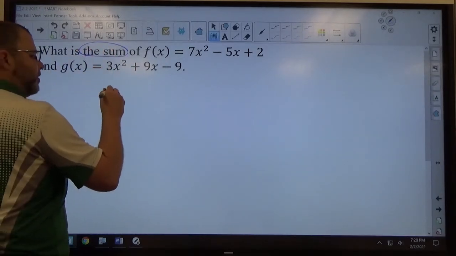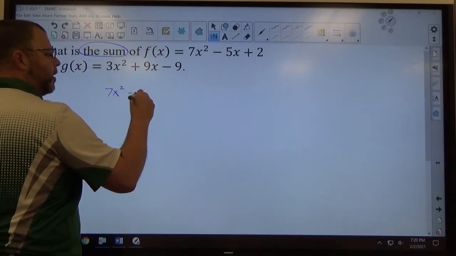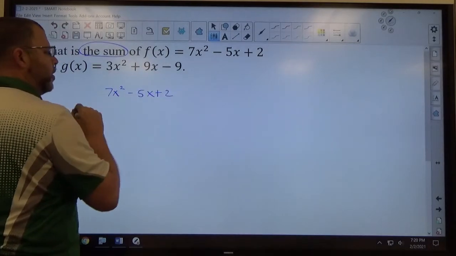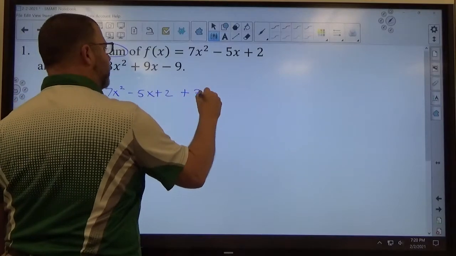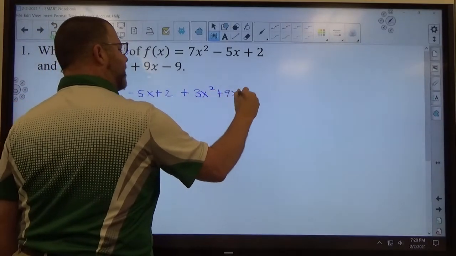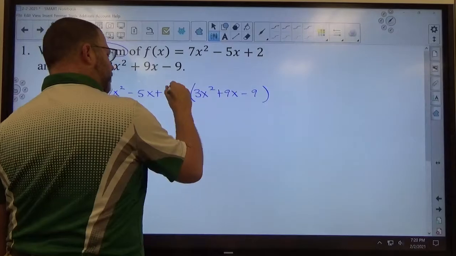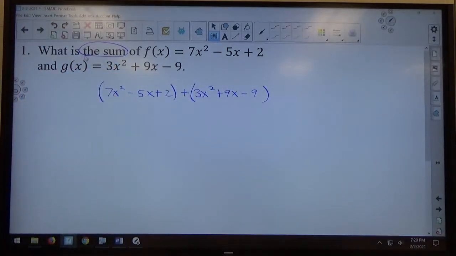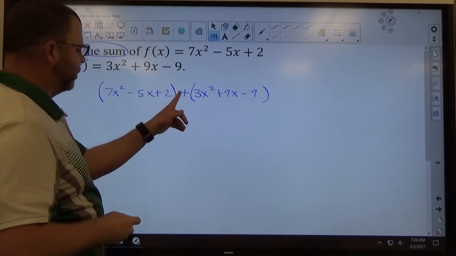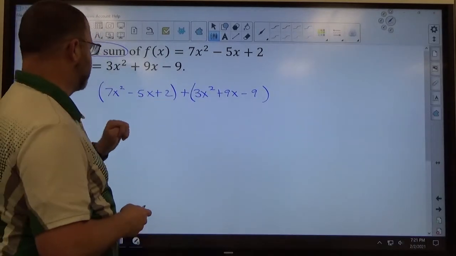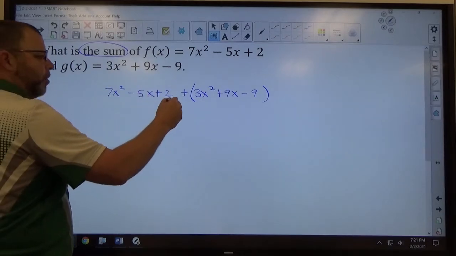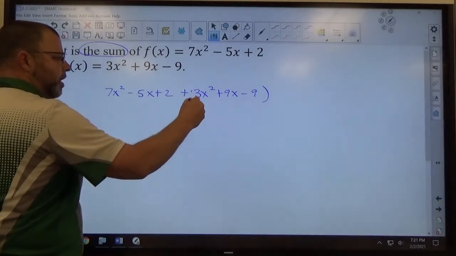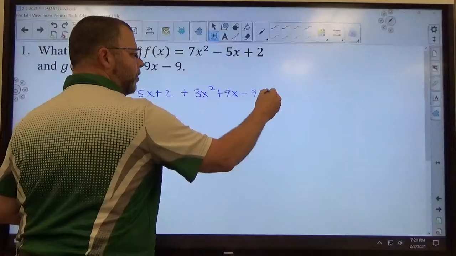So f of x is 7x squared minus 5x plus 2. We're going to be adding 3x squared plus 9x minus 9. Officially, we can put parentheses around these. They're not required to be put around those, though, for an addition. If I distribute a plus sign through, all the signs stay the same, and this is positive. So if it were me just adding the functions, I would probably write it as an addition statement between the two functions, no parentheses.